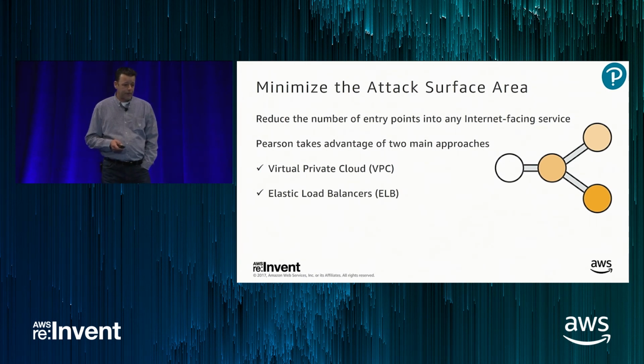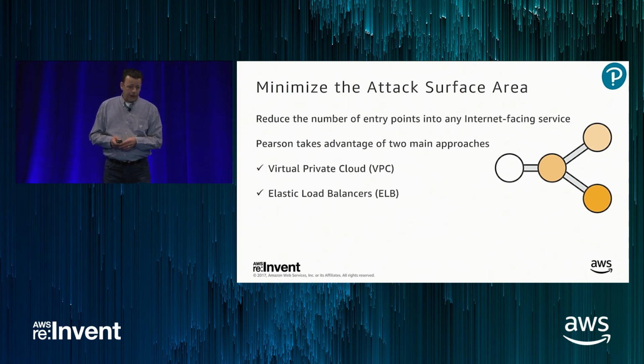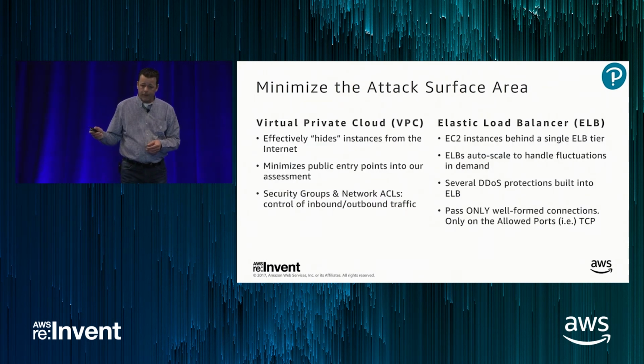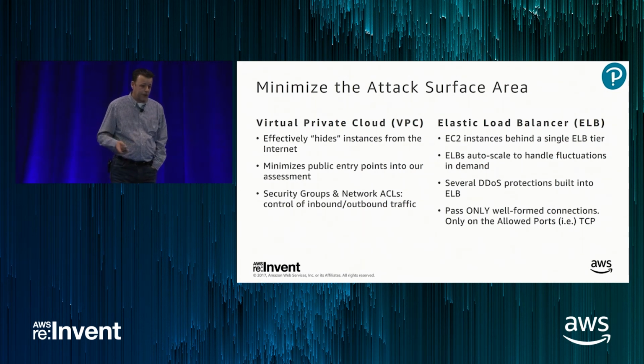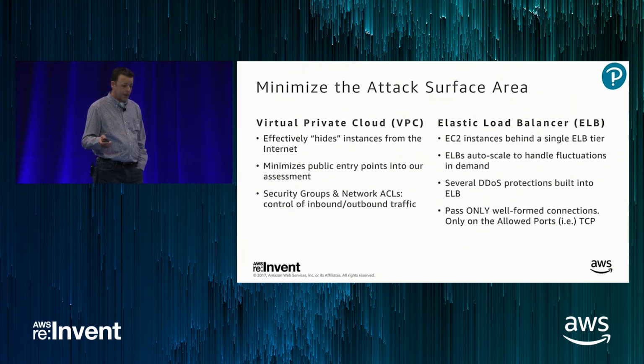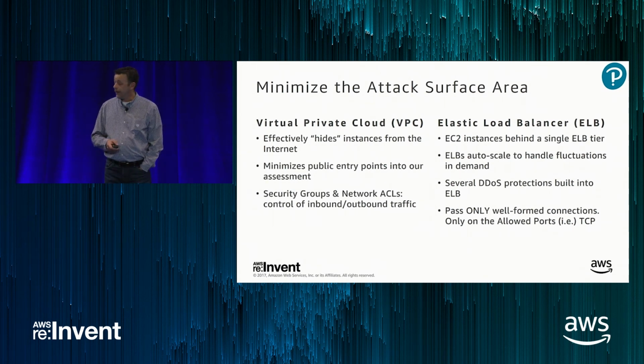So on the surface attack area, we took advantage of a couple of things. VPC, as most of you will know, allows you to hide most of your public assets behind a safe environment. We utilized elastic load balancers, and we'll talk about both of these a little more. With the VPC hiding our instances from the internet, we minimized the public entry points into our assessment platforms. And then we utilized our security groups and network ACLs to control the inbound and outbound traffic.